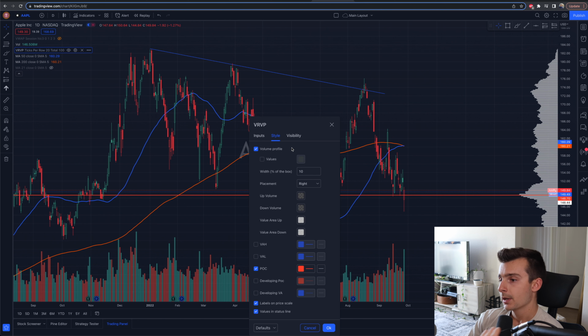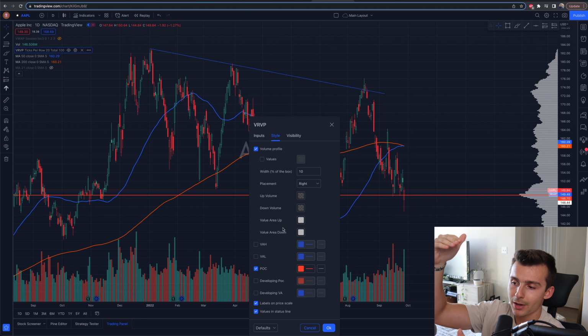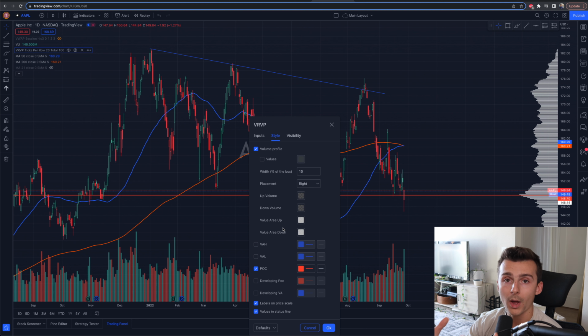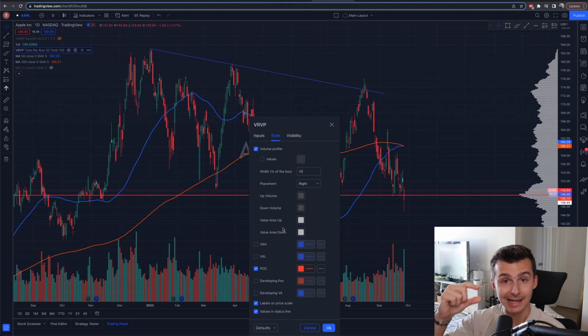Under style, I have volume profile selected. I don't have anything for values. As I scroll down, value area up and value area down, I have made the same color, okay? Because when you get this profile, there are two different colors. It'll show you a yellow and a blue, I believe, as value area up and value area down. For me, I just want to see them as the same color. All I need to know is: what price point had the most volume exchanged? What price points is there a gap? What price points is there a relative high, a high volume node? That's all I'm looking for. And we'll walk into how we can use that in just a second.